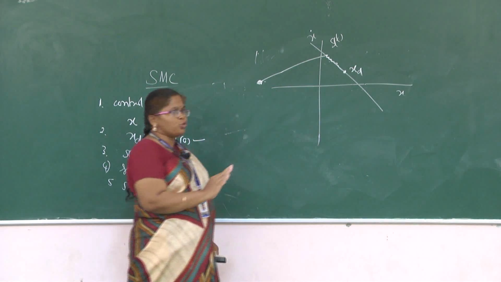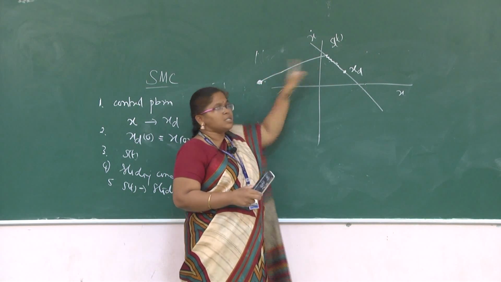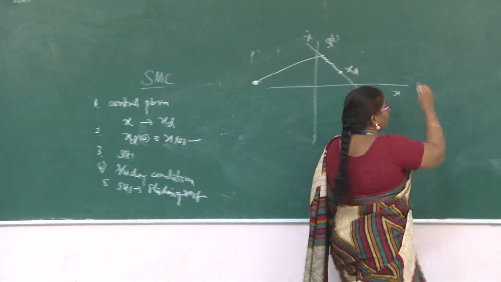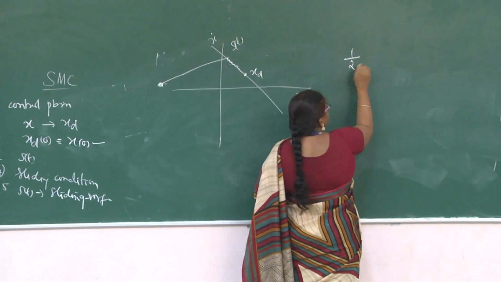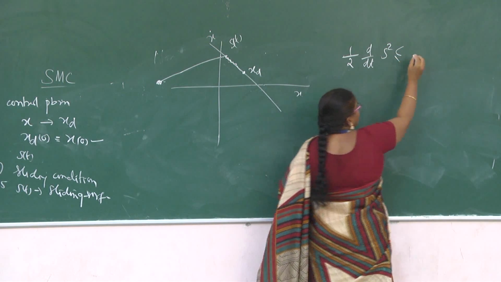So in this way we can show the diagram, but we need to know how long it takes to reach the sliding surface. So again we need to go to the sliding equation, which is 1/2 d/dt s squared less than or equal to minus eta.